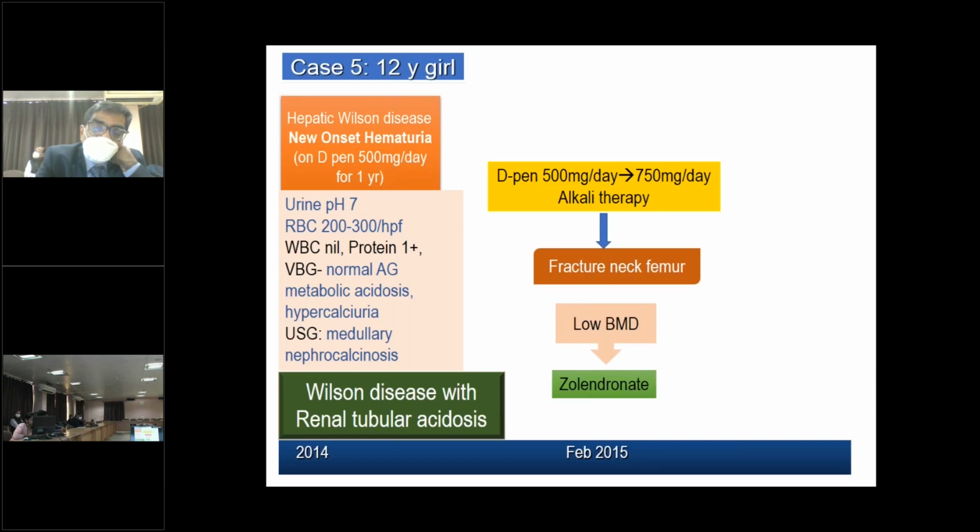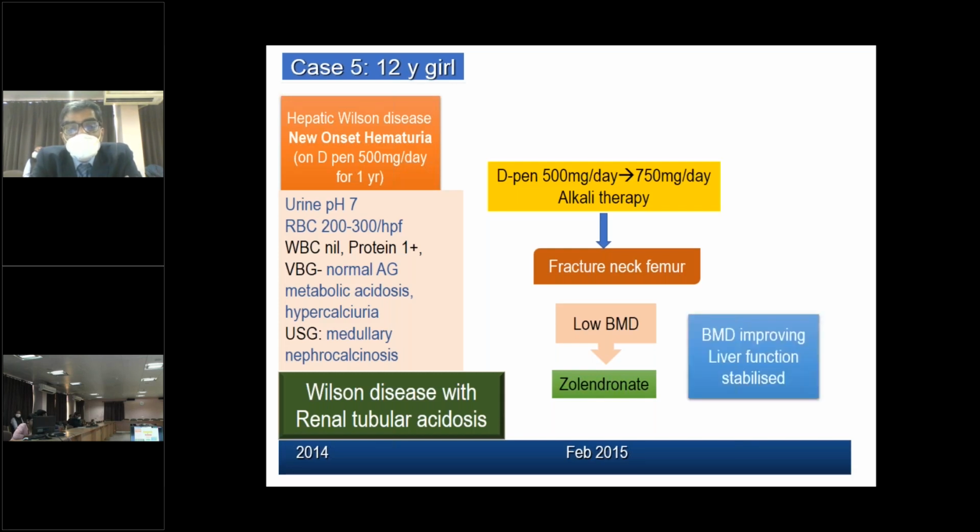Again, we had taken opinion from endocrinology, and she was found to have low bone mineral density. And she was started on zoledronate, that is a bisphosphonate, for the same. Later on follow-up, her bone mineral density is improving and liver functions have stabilized.